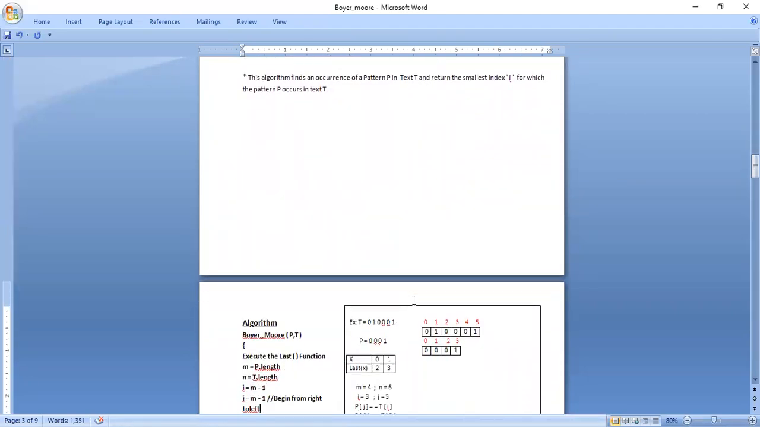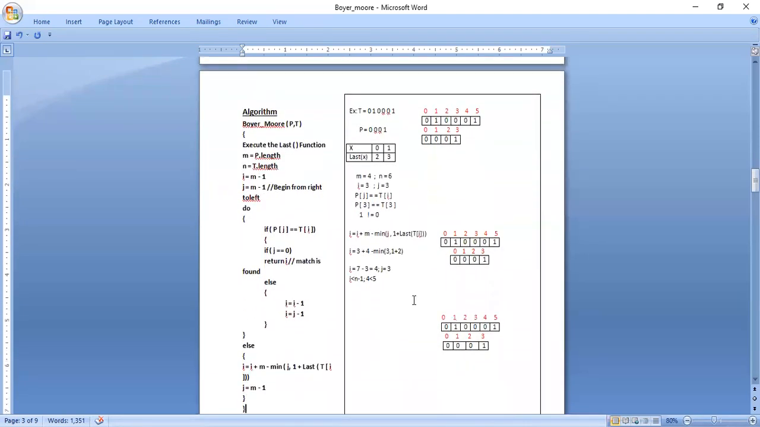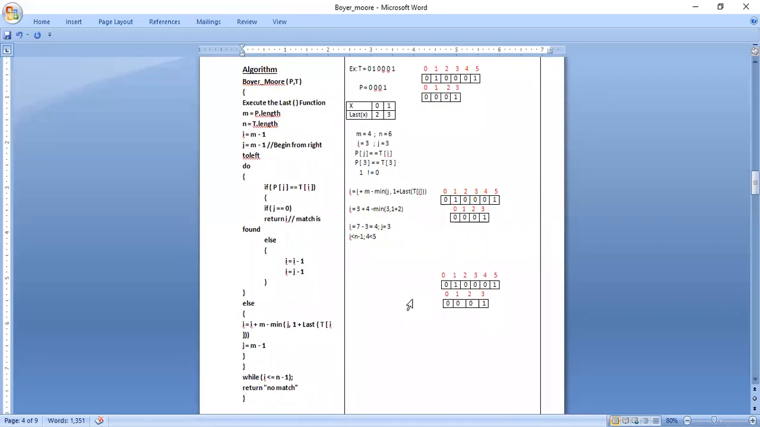Now we'll see the algorithm for Boyer-Moore. We give two inputs: one pattern and one text. The pattern is the string we are supposed to match in the given text T. The first step is finding the last function table. That means we are executing the last function and preparing a last table for the pattern.